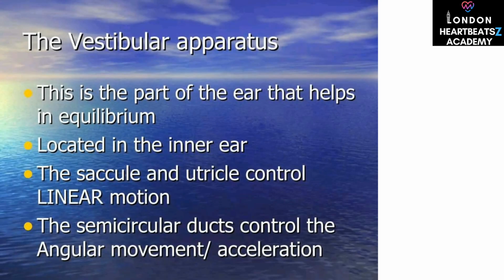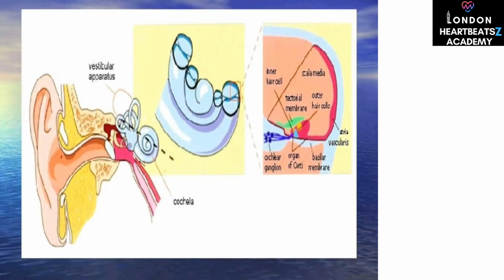Next, let's look at the vestibular apparatus, located in the inner ear. It is responsible for equilibrium. The saccule and utricle control linear motion, while the semicircular ducts control angular movement and acceleration. This illustration shows the components of the vestibular apparatus and its location relative to the cochlea in the ear.